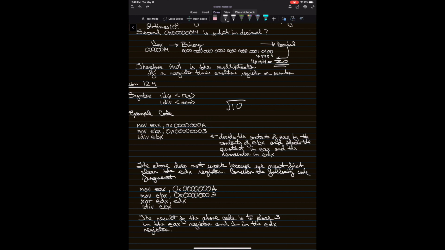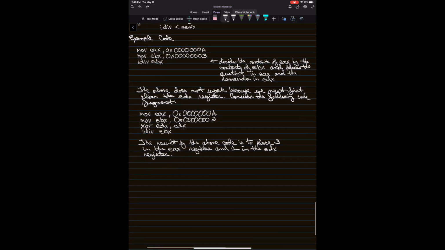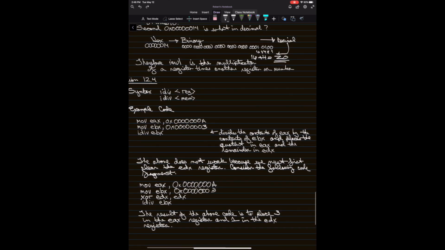Okay, so now let me undo all this stuff. In fact, let's take a look at this description over here. It says, divides the contents of the EAX register by the EBX register and places the quotient in EAX and the remainder in EDX. So let me write some stuff down over here. Let's say this represents the EAX register, and this represents the EDX register. And in EAX, currently I have the number 10.